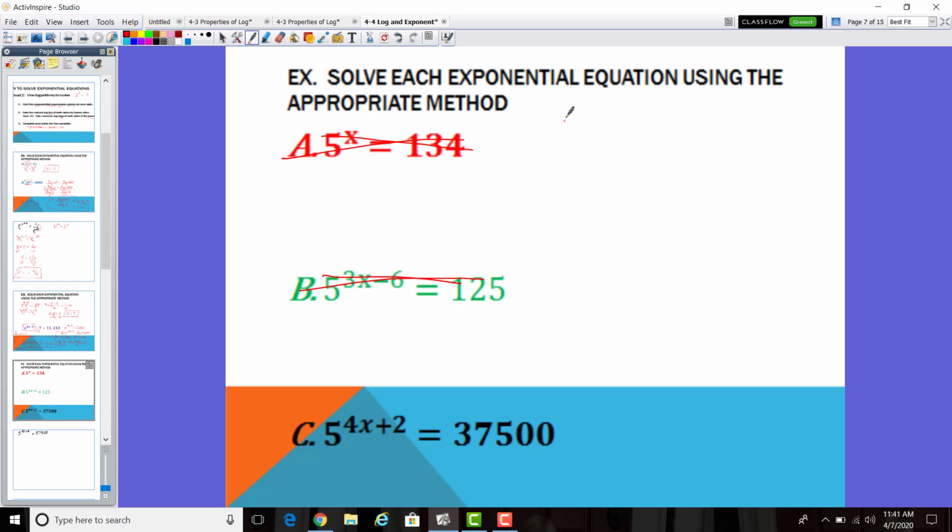Since our base is 5, you could use either common log or natural log. I'm going to use natural log. That's just the way I was taught. Natural log of 5 to the 4x plus 2 power equals the natural log of 37,500. Again, I want to solve for this x because x is in the exponent. I have to drop it down in front using the power rule.